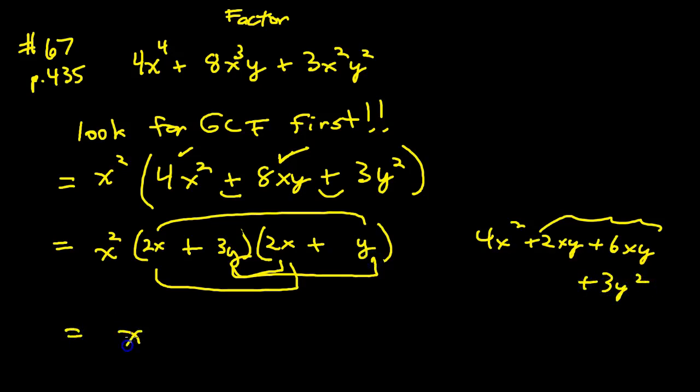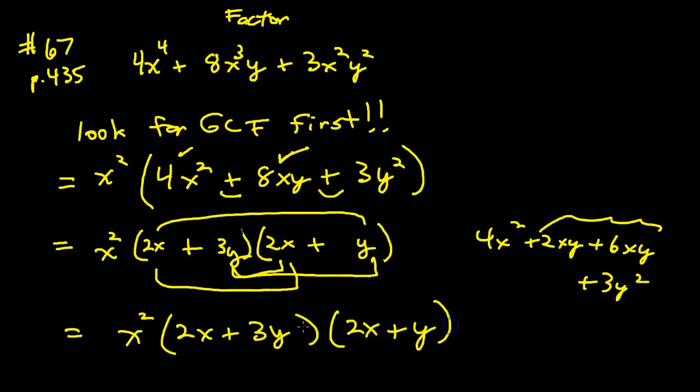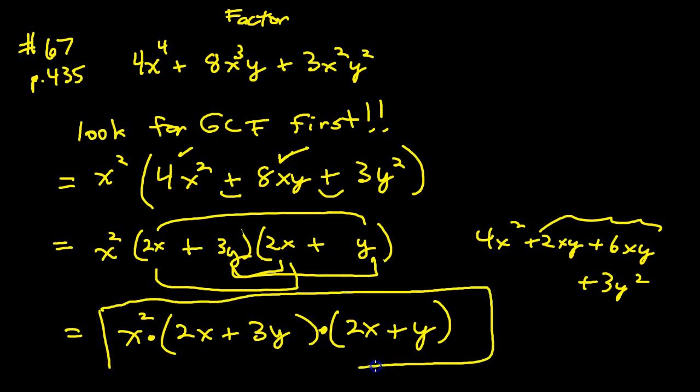So final answer, let me write it down without the side work: x squared. Be sure to carry your GCF down to your final answer. Plus 3y times 2x plus y. Now again, these are all multiplications going on between these expressions, so you can rearrange the order of these expressions any way you want. You can't change around the order within the parentheses though, and this is my final answer.